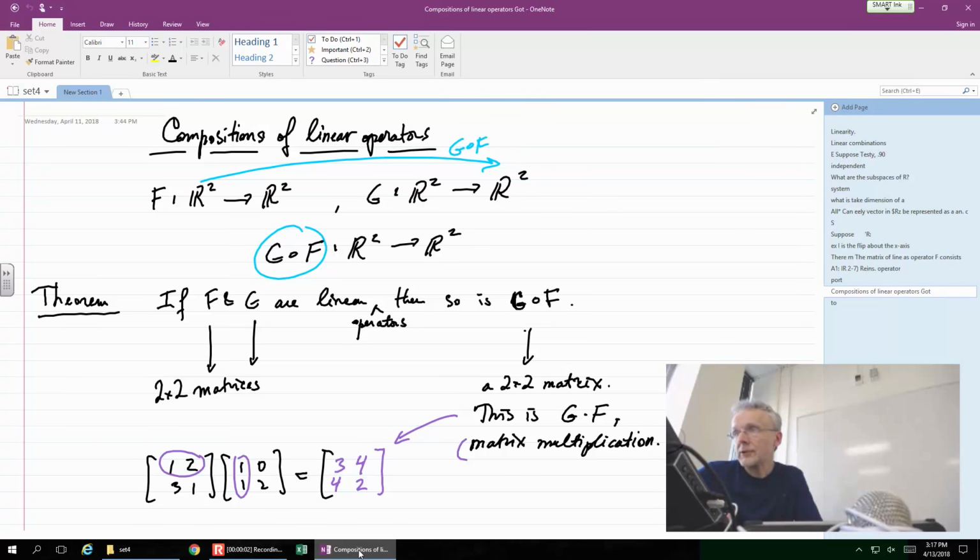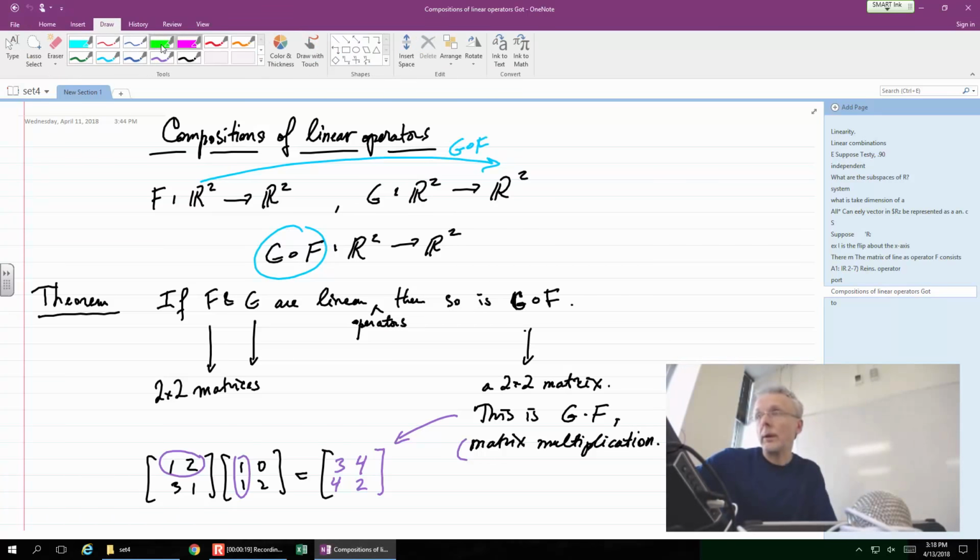Compositions of linear operators as functions, so consecutive computations, consecutive applications of functions. Every two functions, if the input-output spaces match, can be composed. So this is what I'm talking about. These two match. I go from F, from R to R2, then the output of F is plugged into G. Remember how compositions are formed.